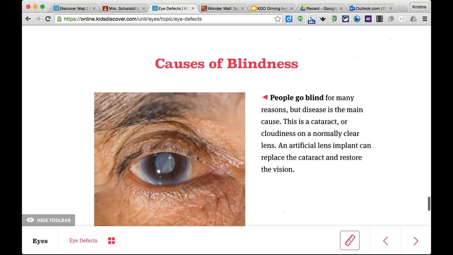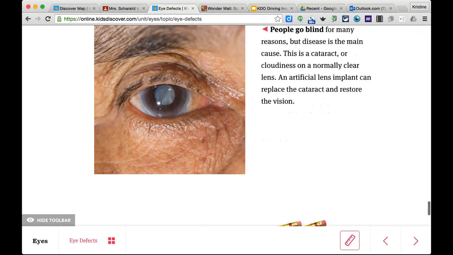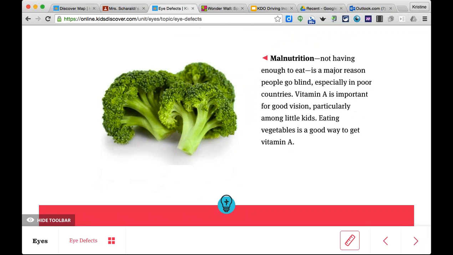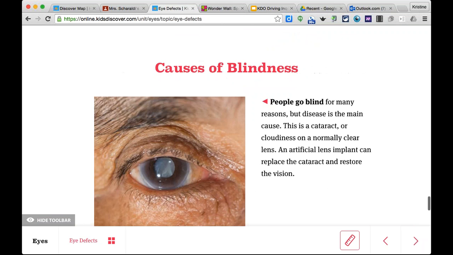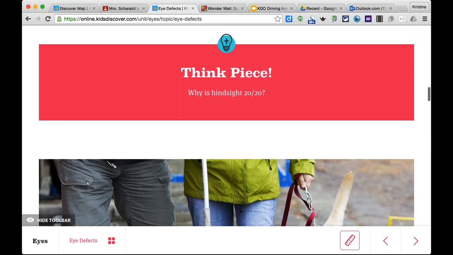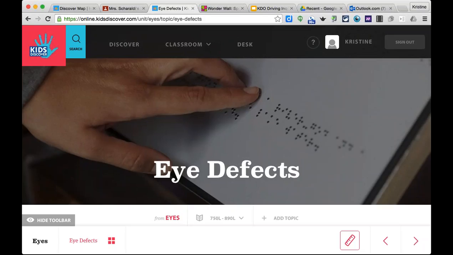And here, as I continue to scroll, I can finally discover what are the causes of blindness. And I can learn that people go blind for various reasons, including diseases, accidents, and malnutrition. So I'm going to scroll back up to the top, but you had an opportunity to see how we can use the Discover map along with Google Classroom.